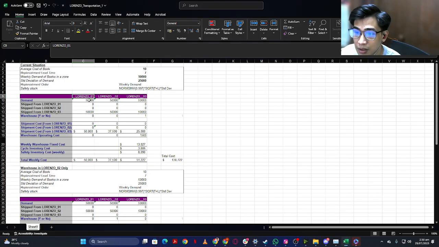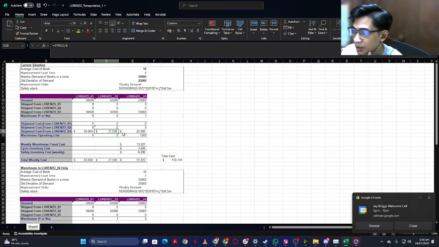So 50,000 books times 4 over 4, which covers 1, so that will be the same. That's still 50,000. And to Lorenzo 02, 50,000 books times 3 over 4, so that's 37,500. And then 2 over 4 is 1 half, so 50,000 times 1 half will be equal to 25,000. So the warehouse operating cost should be 1,500.